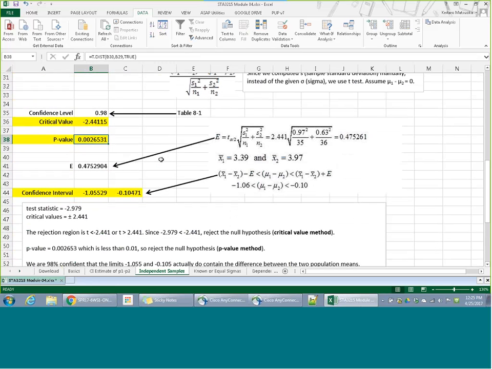So this is the critical value, this is the p-value, and this is the confidence interval. You get that from calculating the E, which this cell reproduces all this calculation. Okay? And you have the confidence interval method. So now you have three choices. You can do the critical value method, p-value method, or confidence interval method. Okay? Let's look at all three.